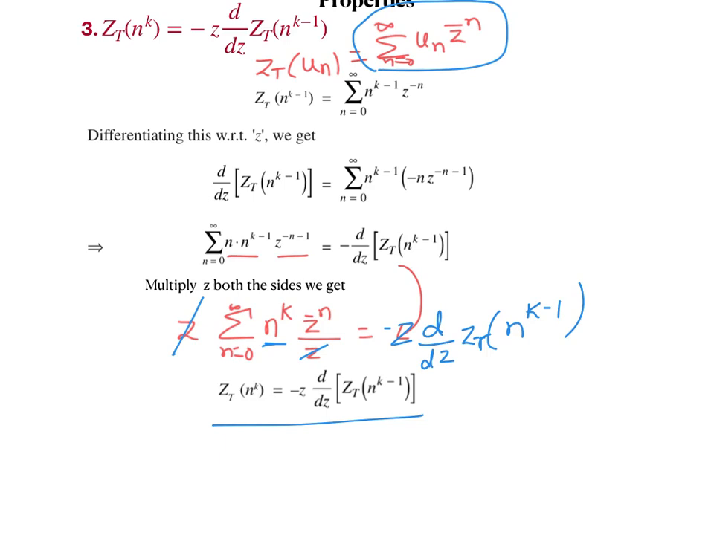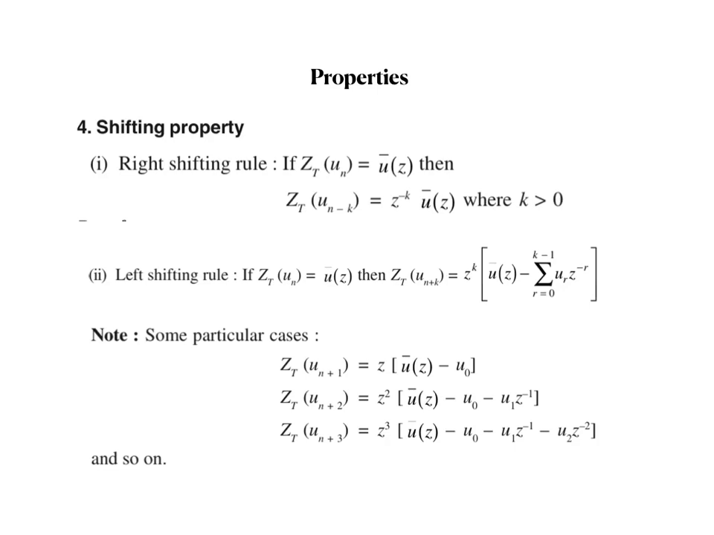This is a very important proof to prove the results of z transform of n, taking k as 1, z transform of n square, z transform of n cube. These are very much required for our discussions. Next we have the shifting property. There are two types of shifting property.